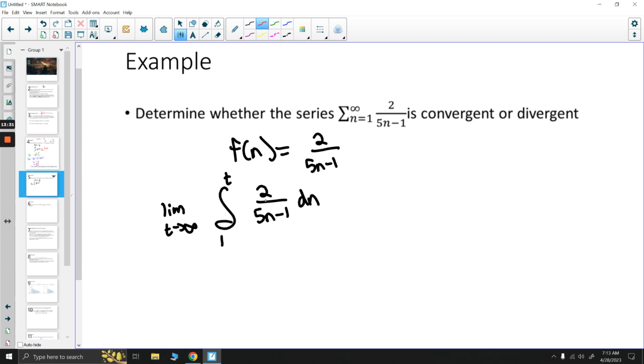Okay, so we're integrating this value. That's all that we're doing. We're integrating it from 1 to infinity, but it's an improper integral, so we have to take the limit as n approaches infinity. The integral of this would be 2 times the natural log of 5n minus 1, because this is linear, then divide by 5.